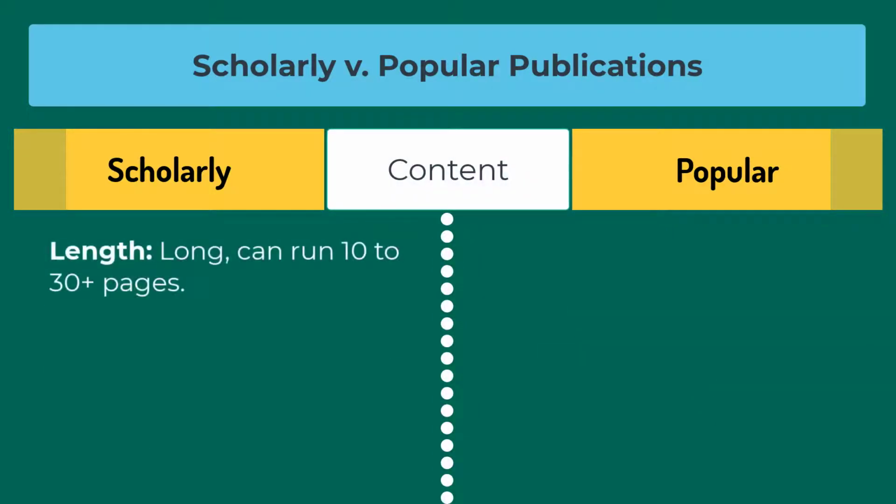Content. The content of scholarly publications differs significantly from popular publications. First, they differ in length. Scholarly publications can run anywhere between 10 to 30 pages, and sometimes even more. Popular resources are often much briefer. Feature-length newspaper stories are rarely longer than a page, and feature-length magazine articles are rarely longer than a few pages.